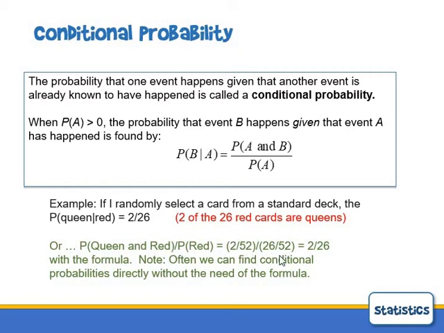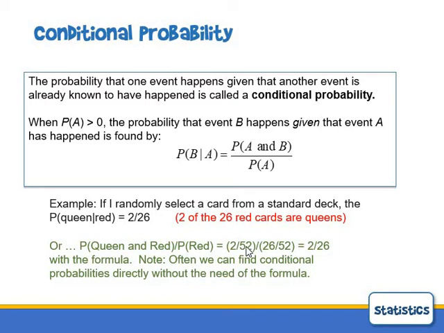But if we did use the formula, basically we'd have a common denominator that cancels out. So it would be the probability that it's a queen and red divided by the probability that it's red. So the probability that it's a queen and red, well, out of the entire deck, there's 2 cards that are queens and red. There's the hearts and the diamonds.